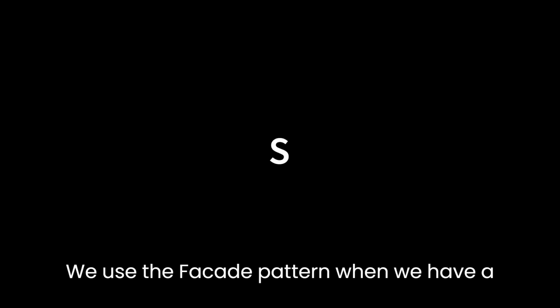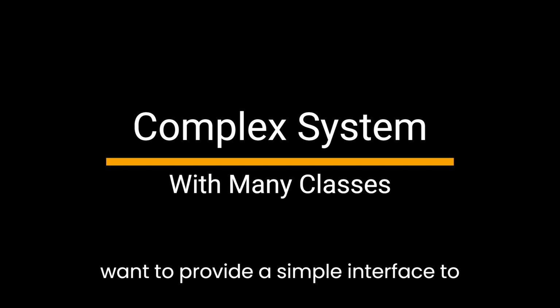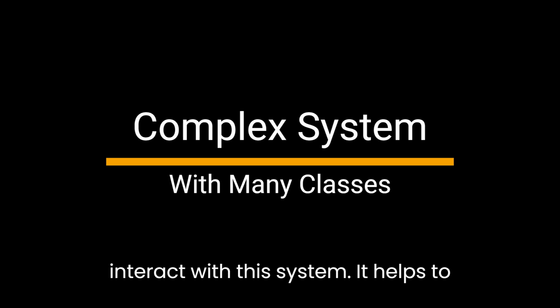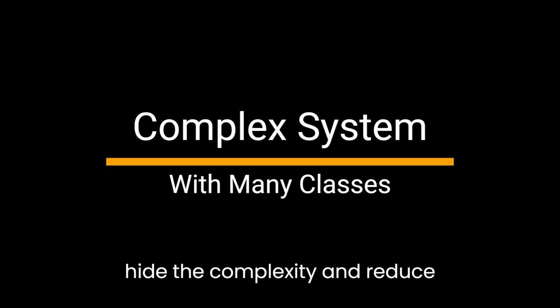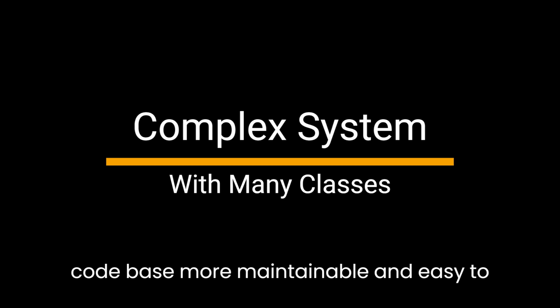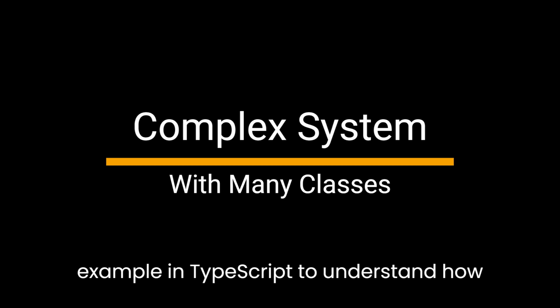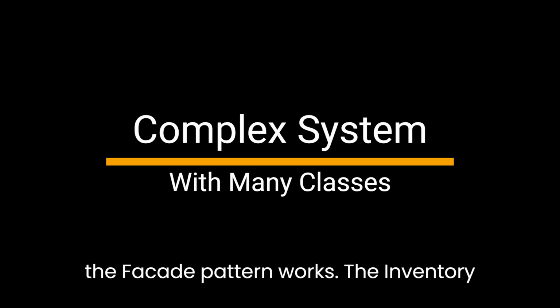We use the facade pattern when we have a complex system with many classes and we want to provide a simple interface to interact with this system. It helps to hide the complexity and reduce dependencies between classes, making the codebase more maintainable and easy to use. Now, let's look at an example in TypeScript to understand how the facade pattern works.